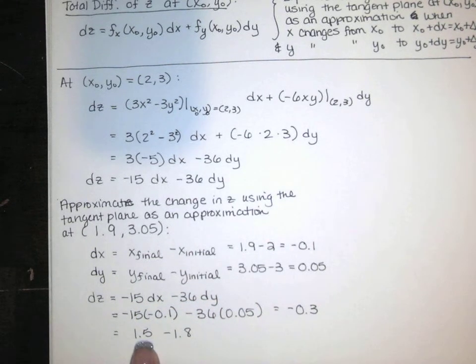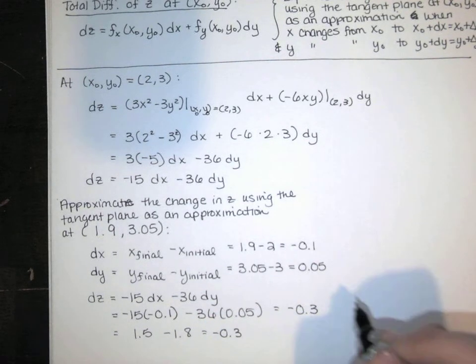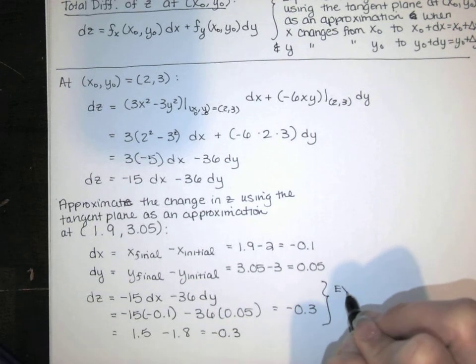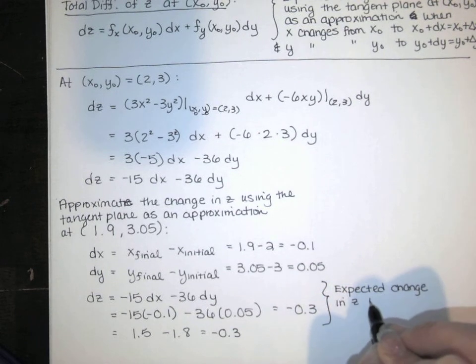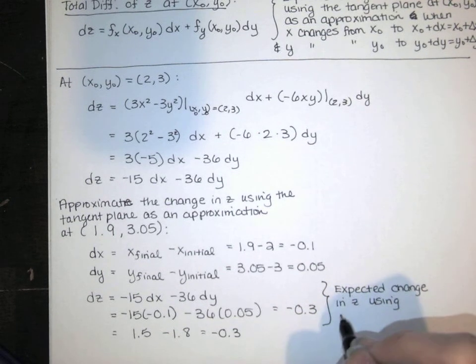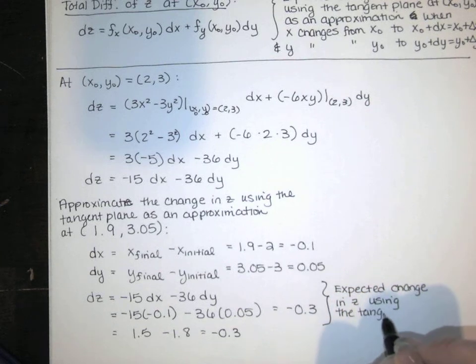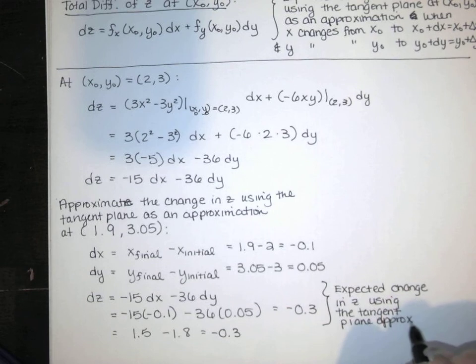So my x's cause the z's to go up by 1.5. My change in y causes the z-value to go down by 1.8. And then the total change is just the sum of those two changes. And so we get negative 0.3. So this is just an estimate. This is the expected change in z using the tangent plane approximation at x naught, y naught equals 2, 3.